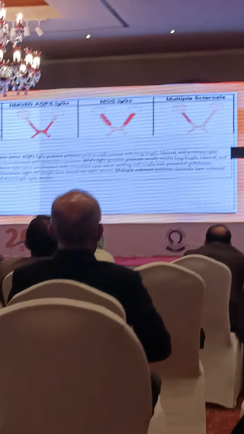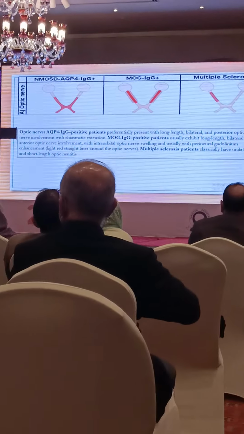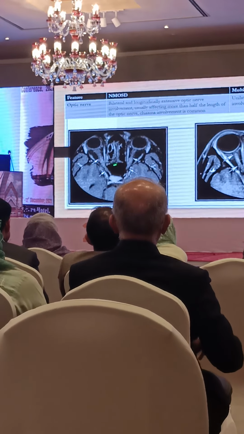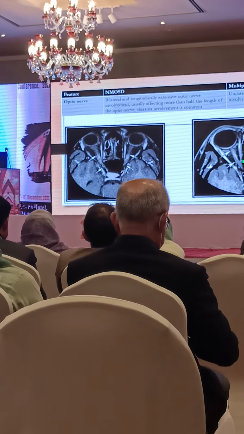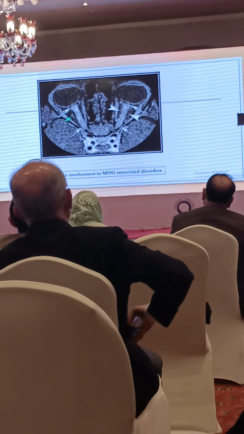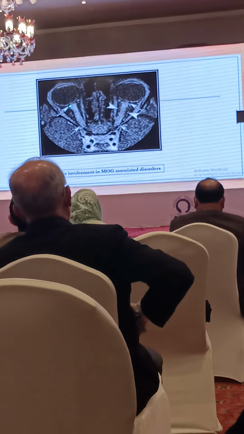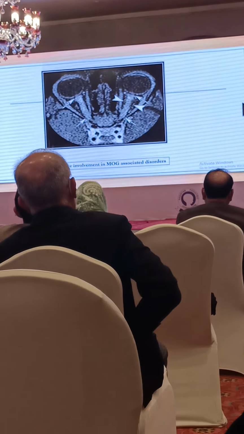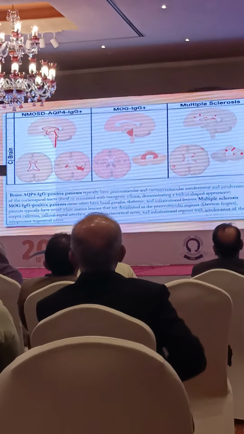In MS, usually there is unilateral optic neuritis. These are the same MRI findings, involvement of both optic nerves and unilateral optic nerve. And in ADEM or MOG antibody associated disorder, there is bilateral involvement along with perineural inflammation. And these are the MRI findings, these are the characteristic areas.